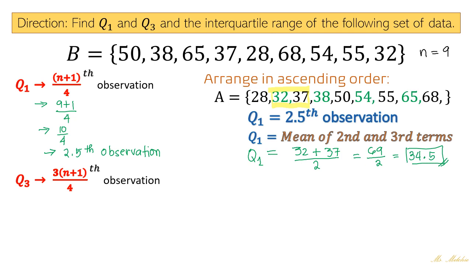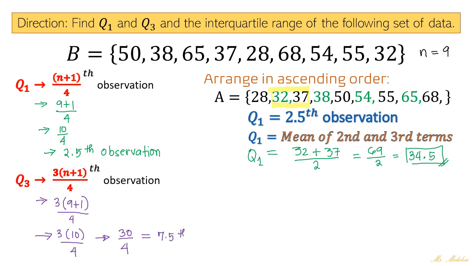Okay, so how about for Q3? Same manner, guys, let's identify first the position of our Q3. So we have 3 times 9 plus 1 divided by 4. So we would have 3 times 10 divided by 4. So next we would have 30 divided by 4. So what is 30 divided by 4? That is equivalent to 7.5.